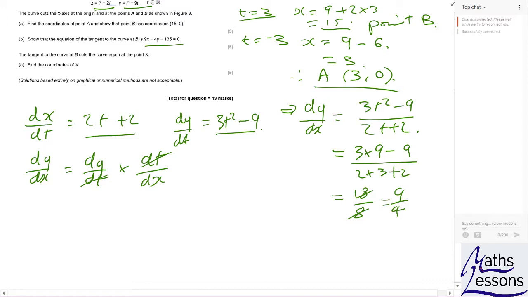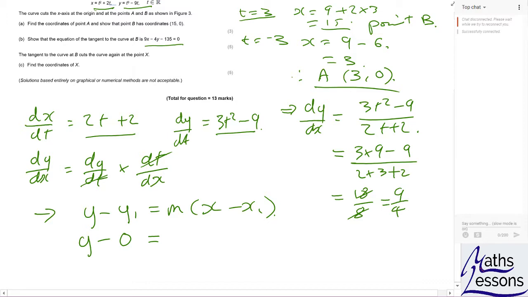If you use y equals mx plus c, it makes you look a bit Mickey Mouse. I suggest you use this formula. It makes you look a bit more like a real mathematician. The y value is 0 at B, m is 9 over 4, x, and the value at B was 15.